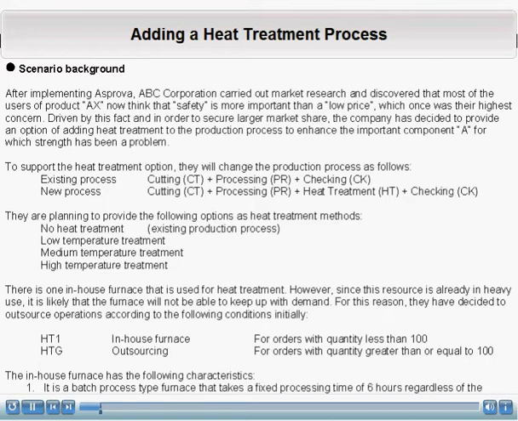There is one in-house furnace that is used for heat treatment. However, since this resource is already in heavy use, it is likely that the furnace will not be able to keep up with demand. For this reason, they have decided to outsource operations according to the following conditions. For orders with quantity less than 100, they will use the in-house furnace HT1. For orders with quantity greater than or equal to 100, they will outsource it to HTG.